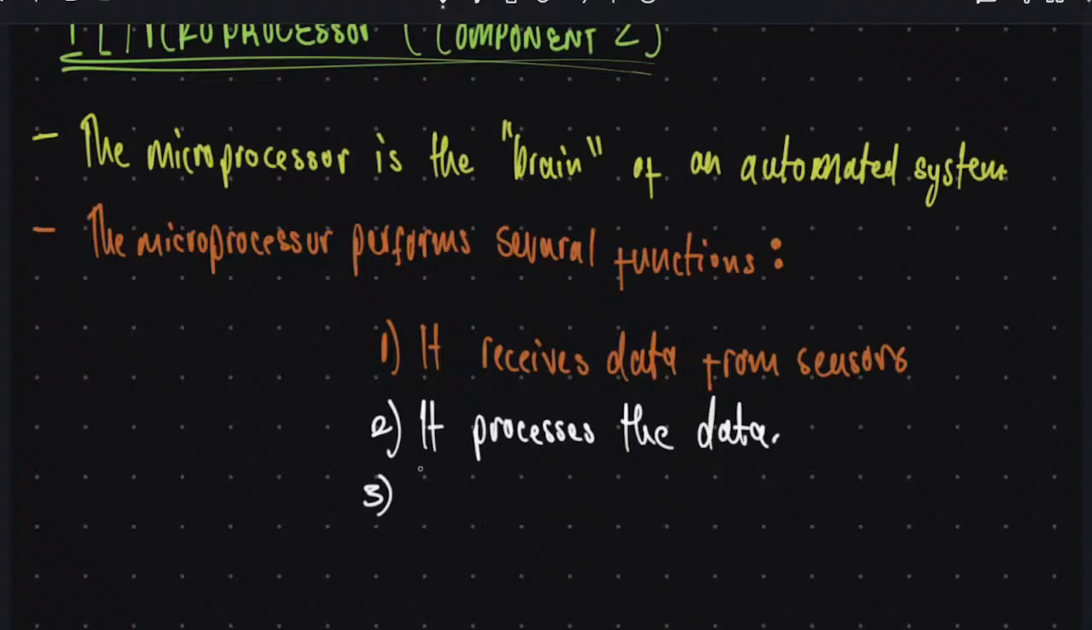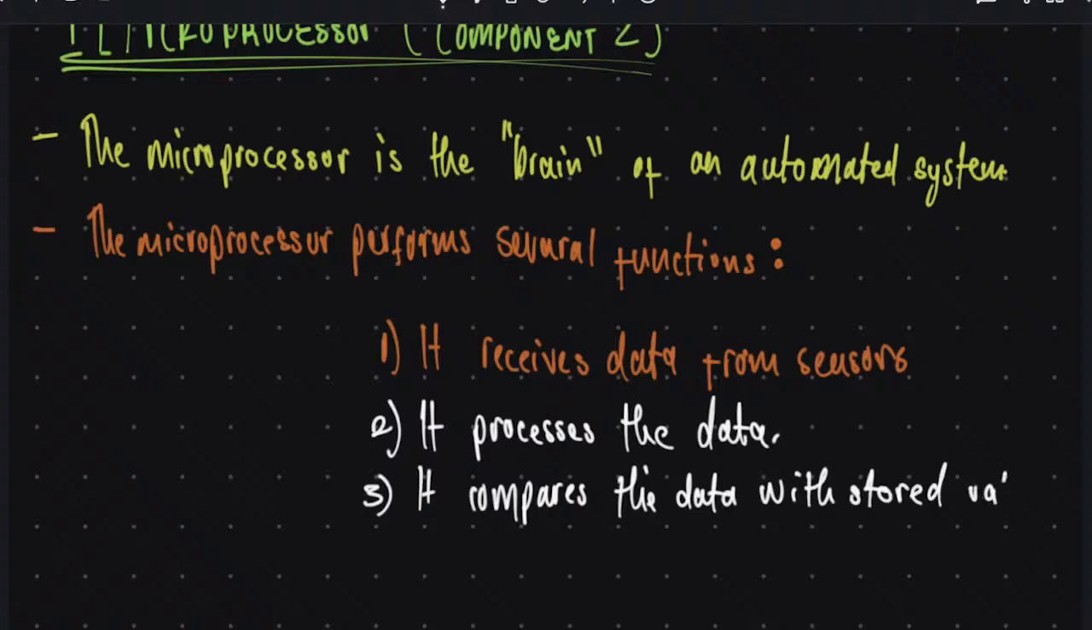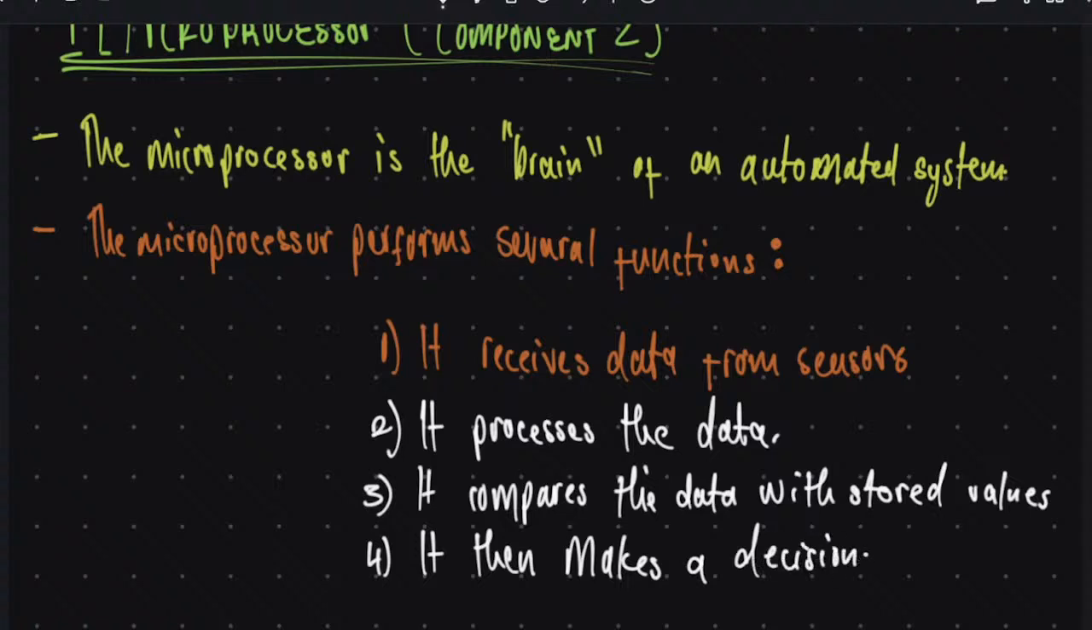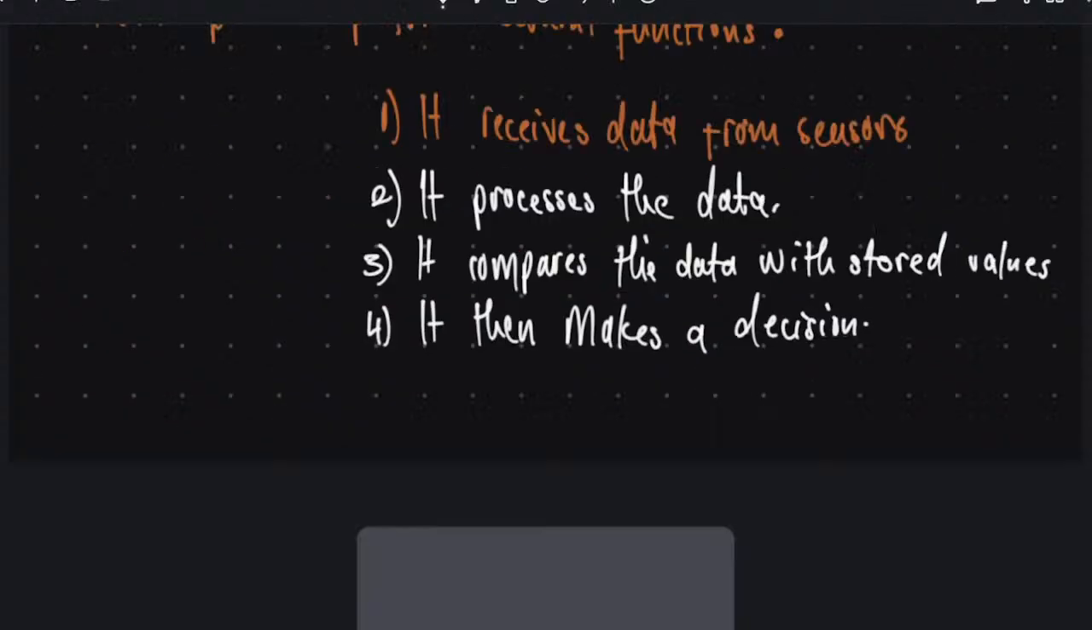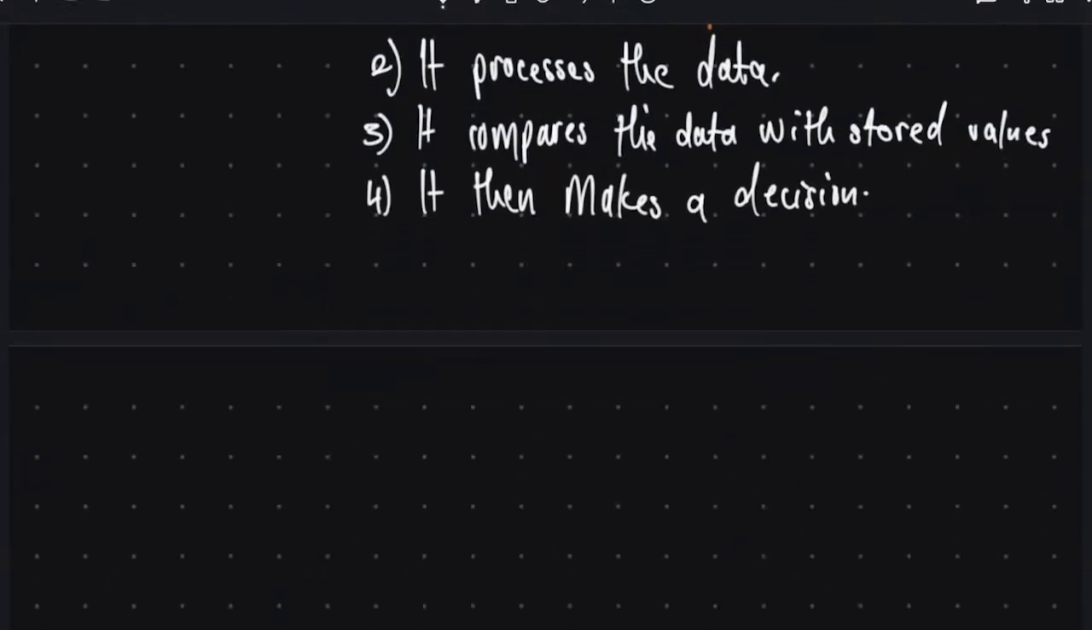It compares the data with stored values. Then it can now make a decision. It says, the temperature is high, let me tell the fan to turn on right away.